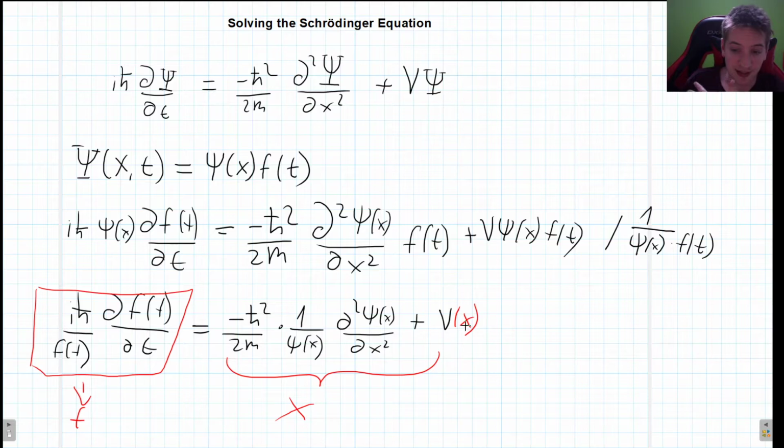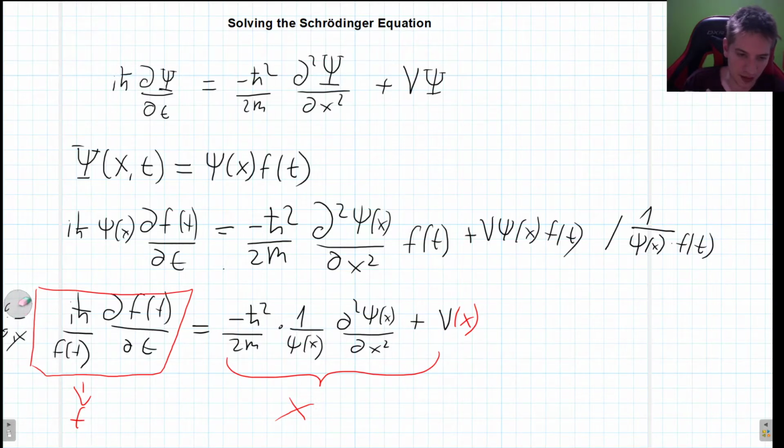We say, okay, since the left side only depends on t and the right side only on x, if you were to differentiate with respect to the other variable, for example, this thing on the left, if you were to differentiate it with respect to x, it would be 0 because it doesn't depend on x. And the same thing for the right hand side: if you were to differentiate it with respect to t, it would also be 0 because it doesn't depend on time.